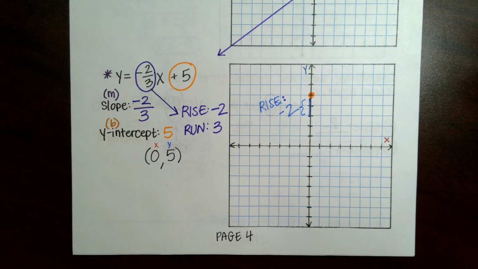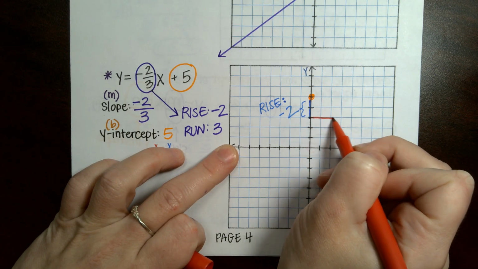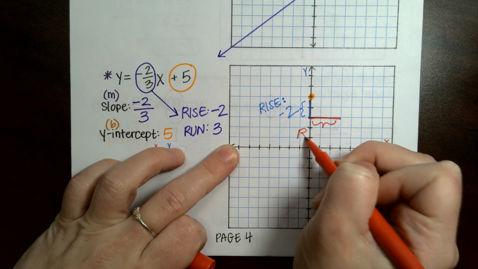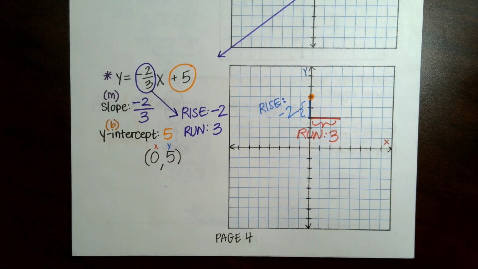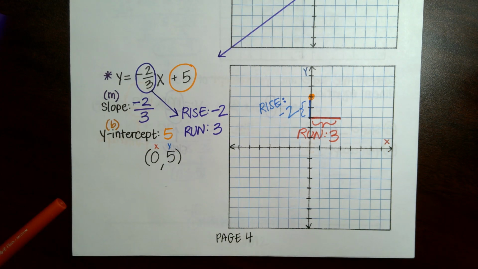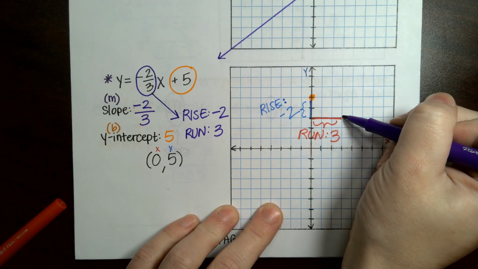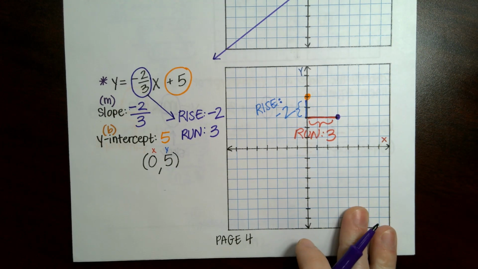And where do we go from there? Over how many? 3. Our run is 3. Okay, and where's the next point go? Right there at the end of the run. Good. Now we just got to connect the dots.